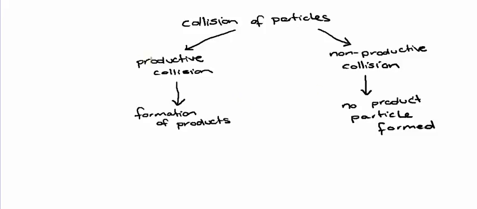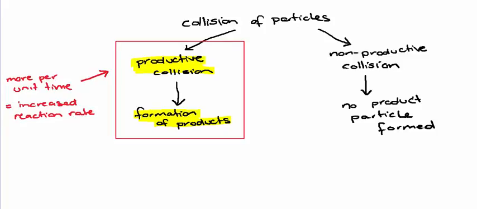So basically, the more productive collisions we have per unit of time, the more product we're going to have formed within that unit of time. So basically, the more productive collisions in a unit of time, the faster the reaction rate. So factors which affect how many productive collisions are occurring in a unit of time are factors which influence the reaction rate.